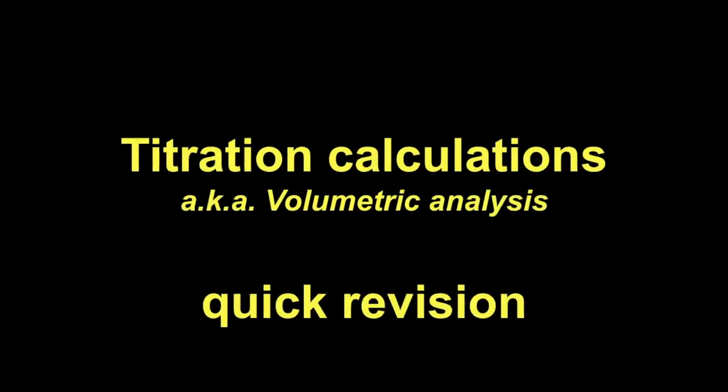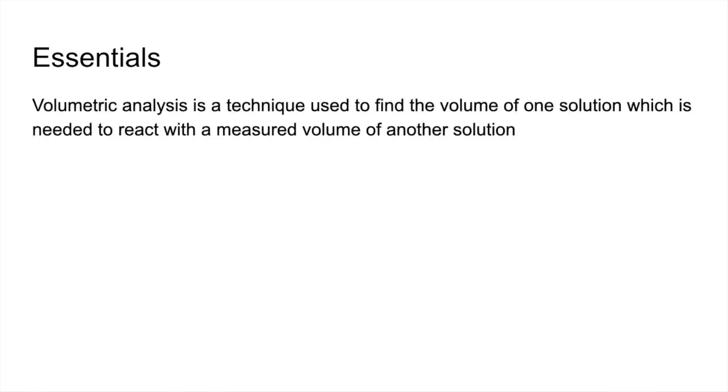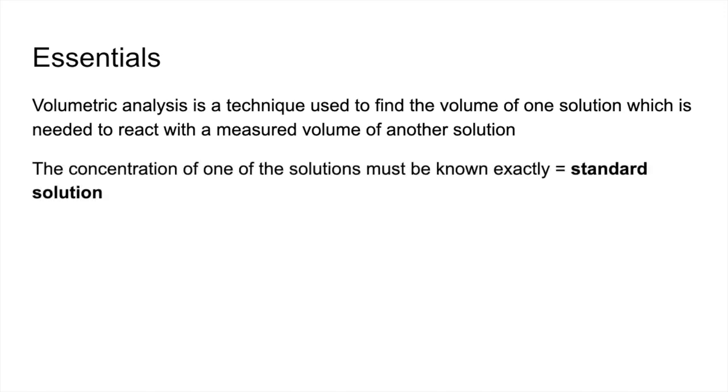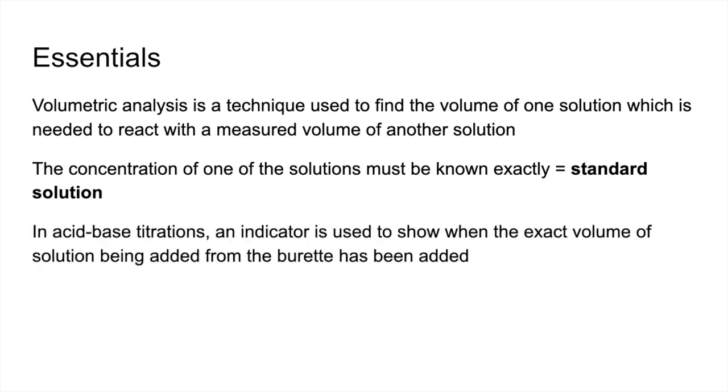Quick revision video on titration calculations, also known as volumetric analysis. So we'll start with the essentials. Volumetric analysis is a technique used to find the volume of one solution which is needed to react with a measured volume of another solution. The concentration of one of the solutions must be known exactly, and that's what we call a standard solution. In acid-base titrations, an indicator is used to show when the exact volume of solution being added from the burette has been added.